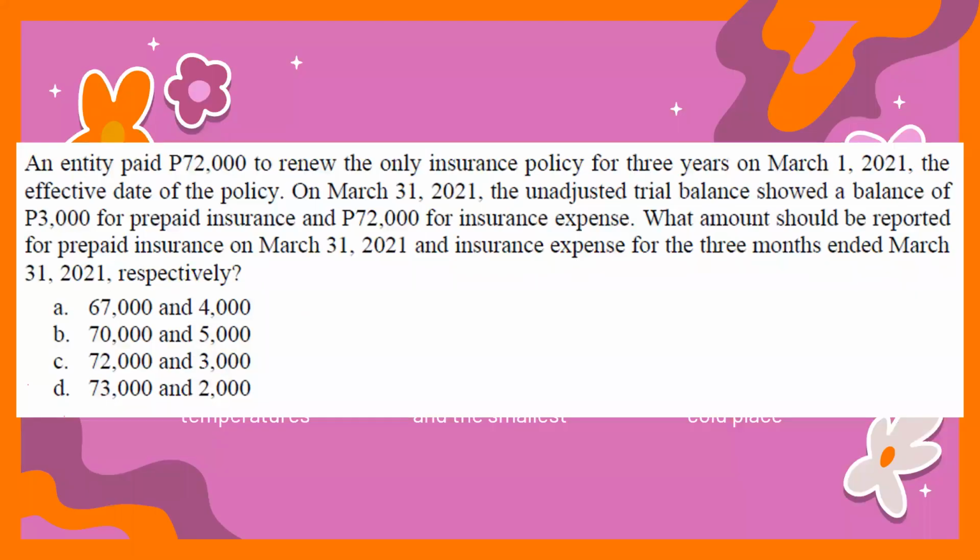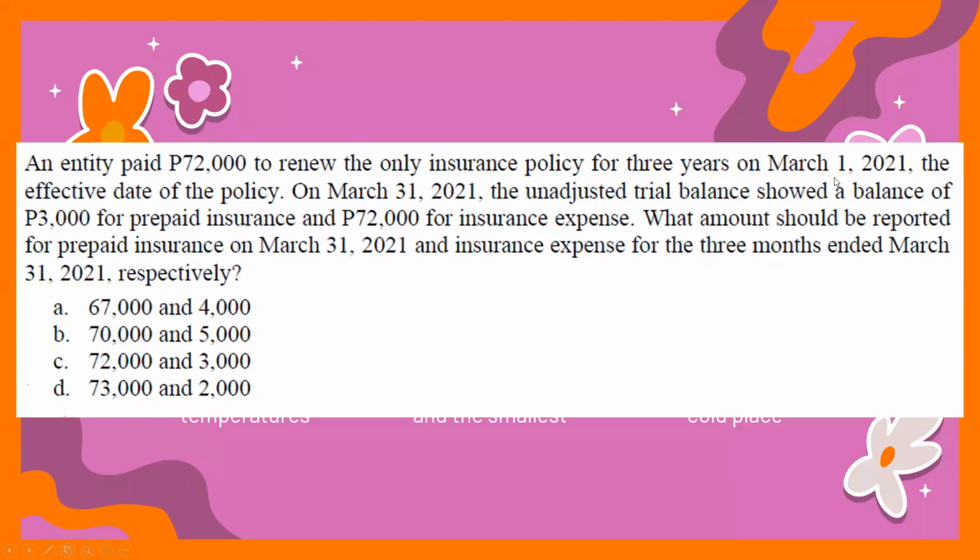Okay, sige, ito. Problem number 8, this will be our last problem. What amount should be reported for prepaid insurance on March 31, 2021 and insurance expense for the 3 months ended March 31, 2021? An entity paid 72,000 to renew the only insurance policy for 3 years on March 1, 2021. So I told you again, class, that this is prepaid expense, 72,000 representing 3 years. Take note of that. This is for 3 years.